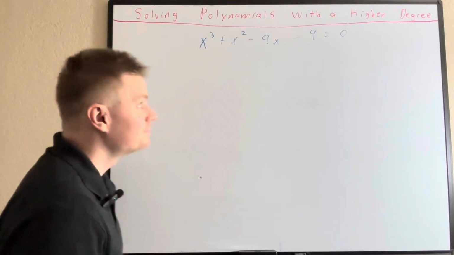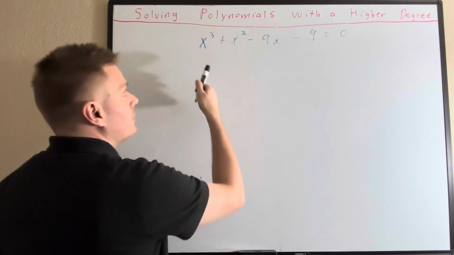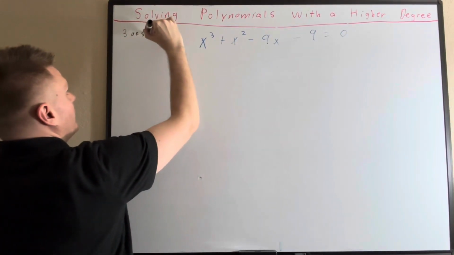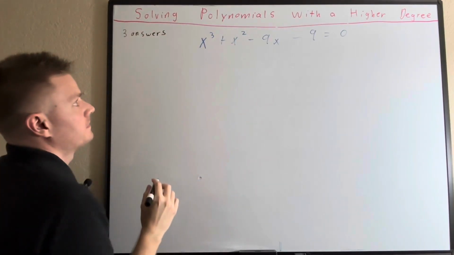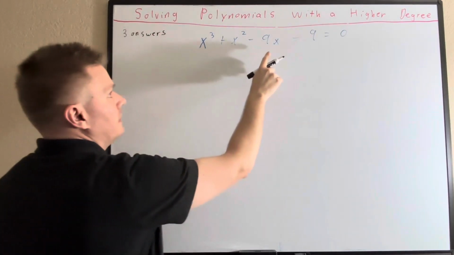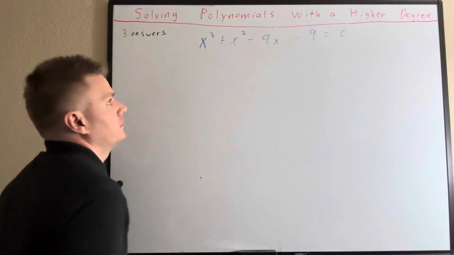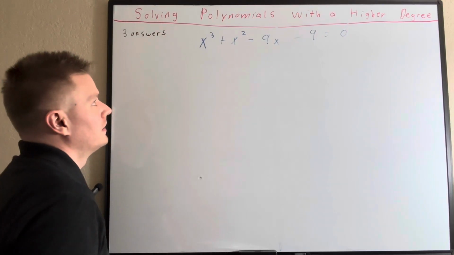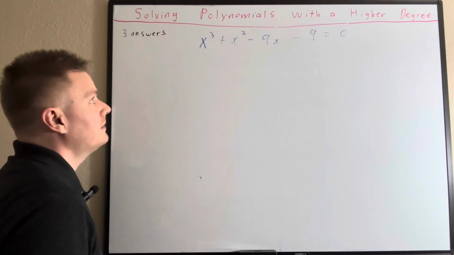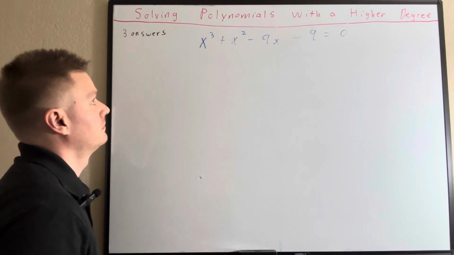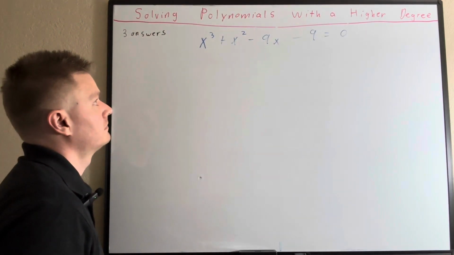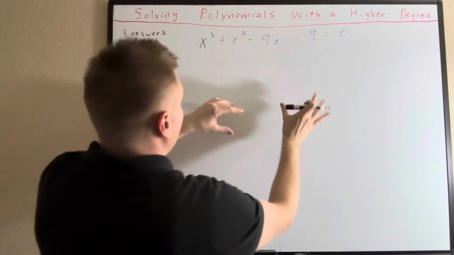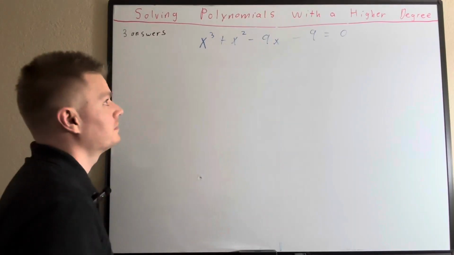All right, one more example. X cubed this time, so we're expecting 3 answers, right? Always good to note that. X cubed plus x squared minus 9x minus 9 equals 0. Now, since we have 4 terms already, why don't we use the grouping method? We can just take these two and factor them, and take these two and factor them, and there'll be maybe a common factor between them. Yeah, looks like.